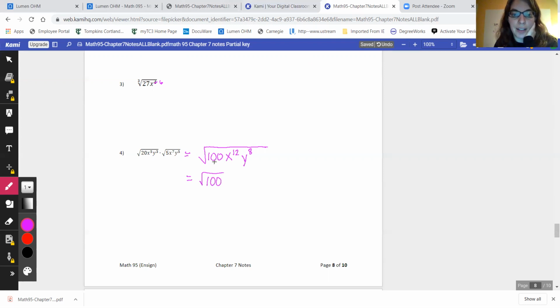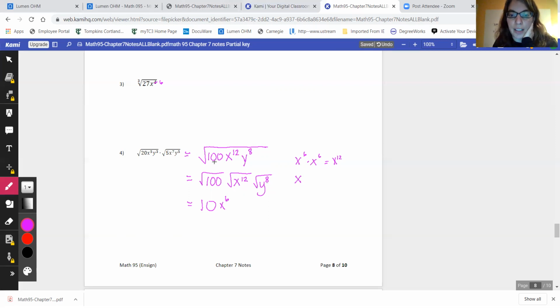As I said in class, I like to separate them out. Okay. So square root of 100 is 10. The square root of x to the 12th. Remember, if your exponent is divisible by your index, it's a perfect square. 12 divided by 2 is 6. That comes out of the square root. Think about what that means. x to the 6th squared means x to the 6th multiplied by itself. If I add those up, I get x to the 12th.